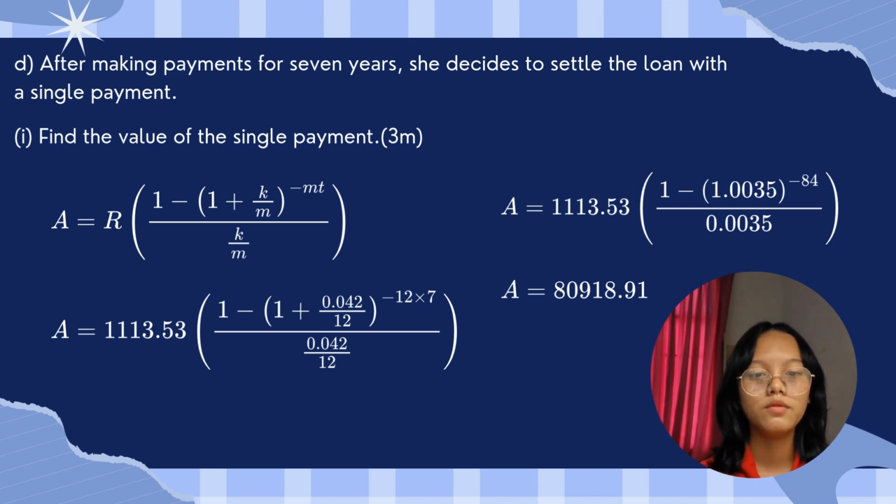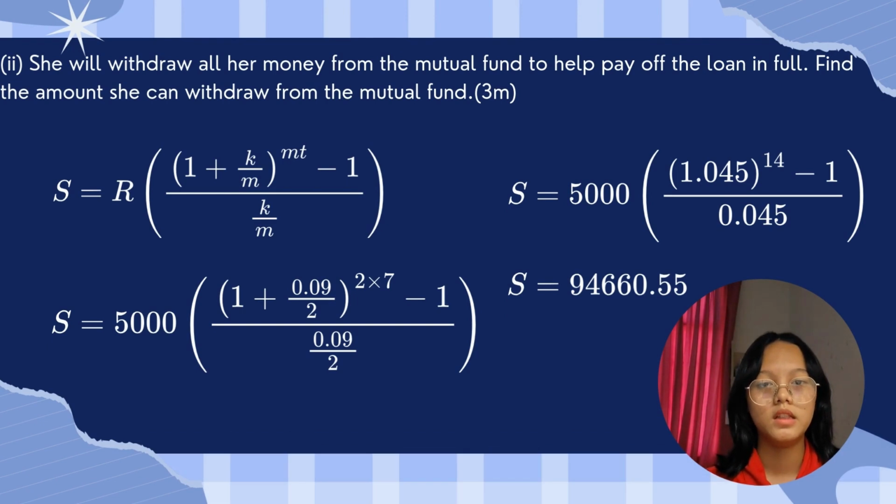1,113 and 53 cents. Next, K equals 0.042 and compounded monthly, M, equals 12. T, the term of the loan, is 2. After we simplify all the answers in the bracket, we got the answer of 80,918 and 91 cents.